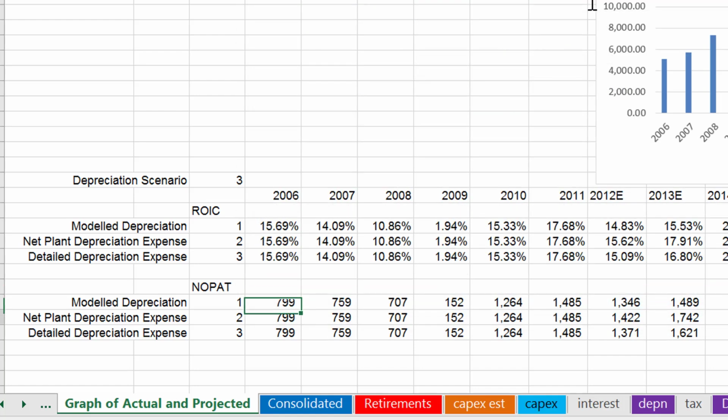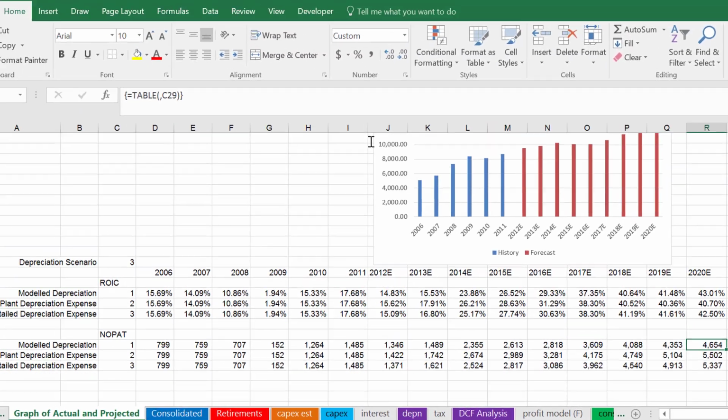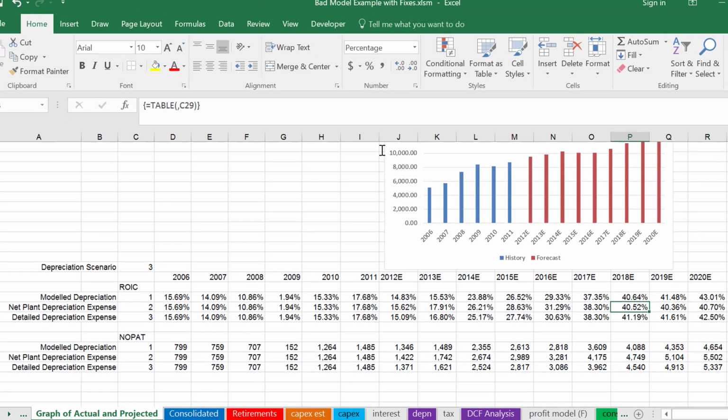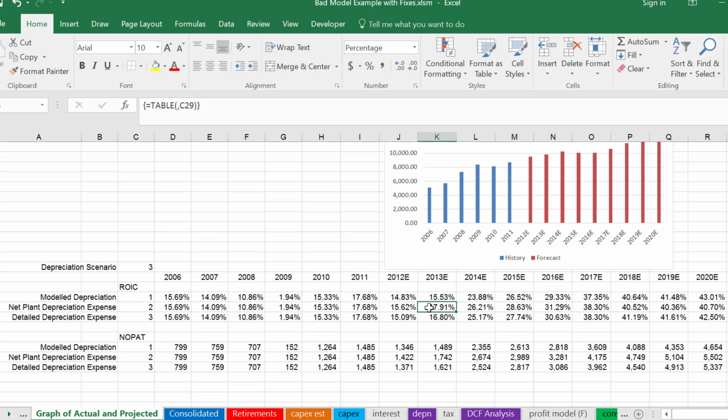Okay, this compares the differences. Now, if we look at our NOPAT, that was in the return on invested capital, there's a big difference in this last year. The detailed depreciation expense gives you a much higher NOPAT than the modeled depreciation expense. And in terms of return on invested capital, it's kind of interesting because what happens is, if you have a whole lot more depreciation, your invested capital goes down, but your income is going up.